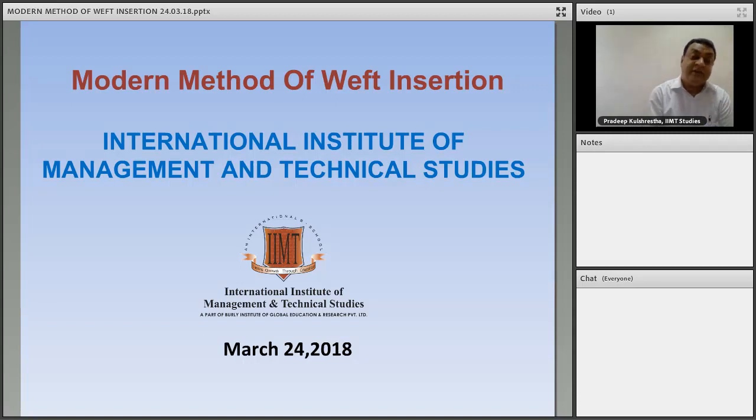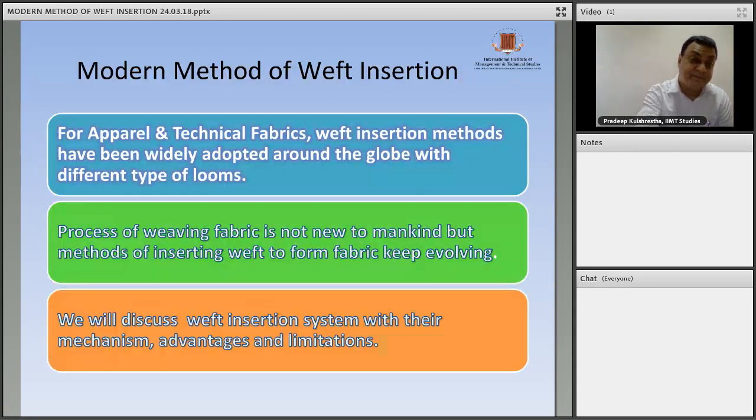Good afternoon, students. Today I am going to teach you the subject of modern methods of weft insertion. If we see, there are several types of loom in the world, but for apparel and technical purposes, the attachment and weft insertion systems are different.